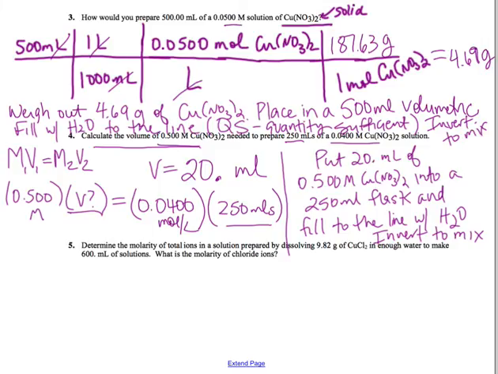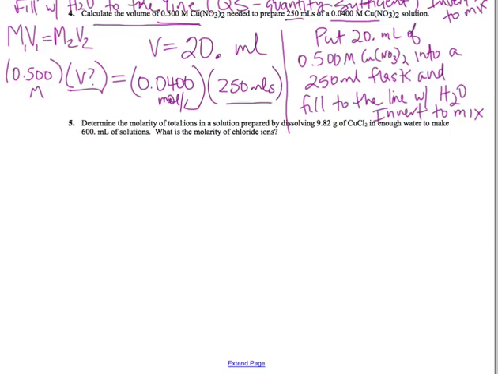All right, this is a good problem, this next one. This is a little bit of an advanced problem. Determine the molarity of total ions in solution prepared by dissolving 9.82 grams of copper(II) chloride in enough water to make 600 mils of solution. So that's our first thing. We want total ions. And then it says, what is the molarity of just the chloride ions?